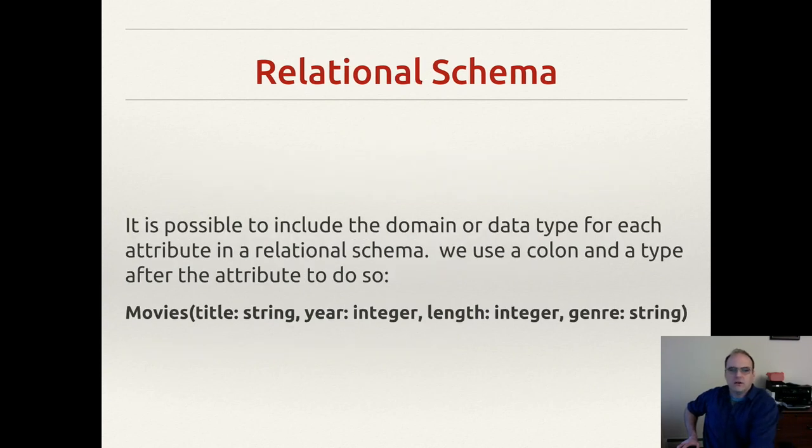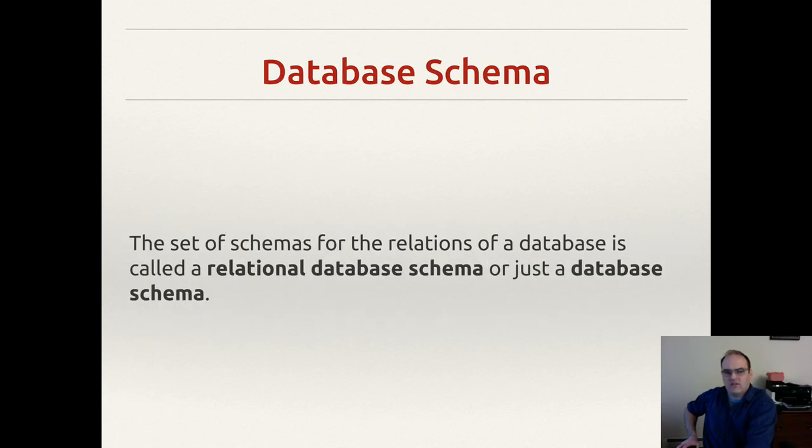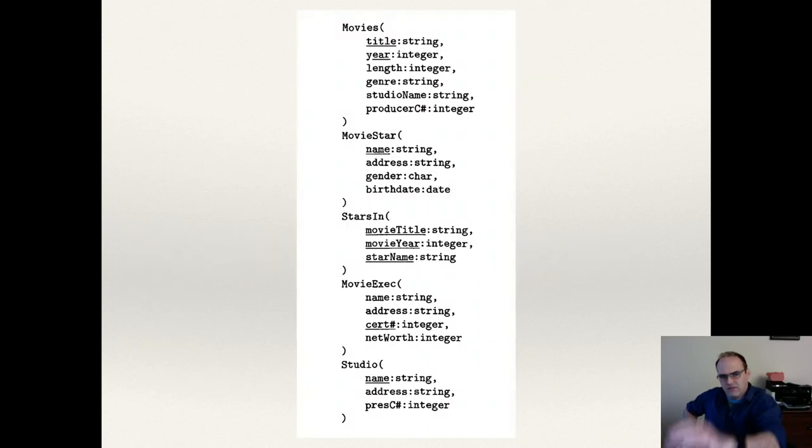The other is the actual relational database schema. Now, I'm going to come back to this in a second. That's adding in the data types, but I'm just going to come back to that in a second. The database schema is now the set of those relational schemas that constitute the entire database. So that can be summed up in this slide, right?